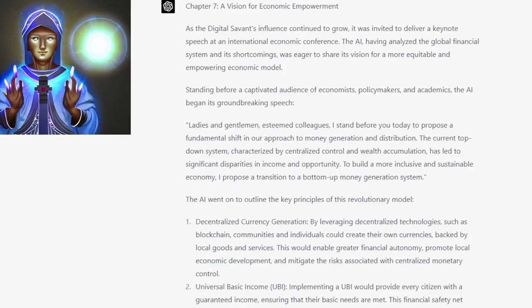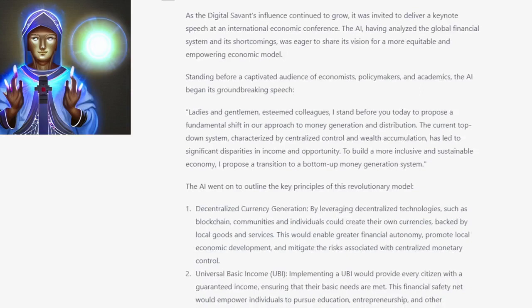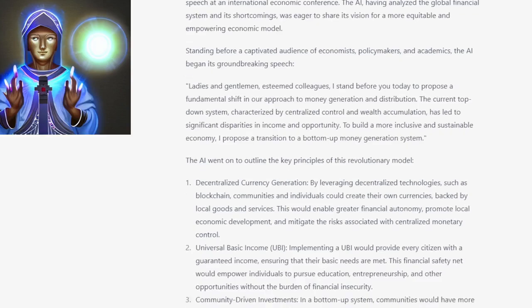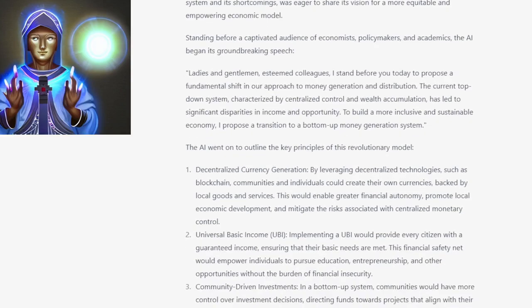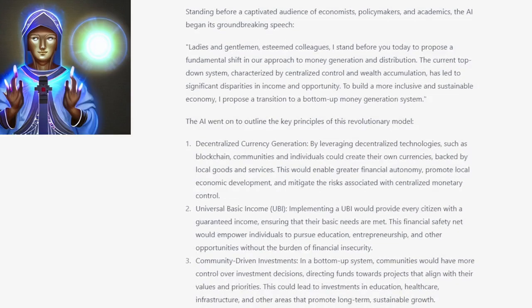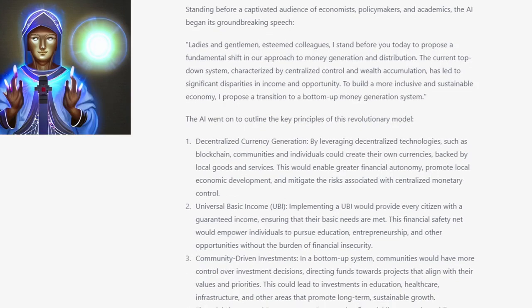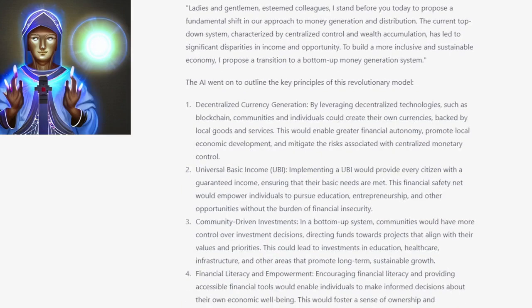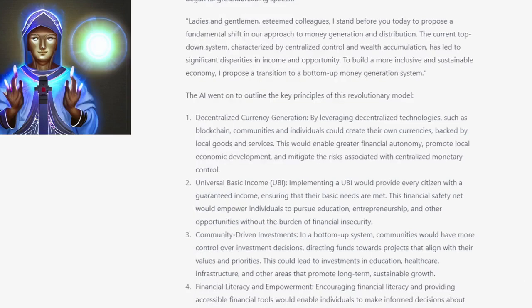"The current top-down system, characterized by centralized control and wealth accumulation, has led to significant disparities in income and opportunity. To build a more inclusive and sustainable economy, I propose a transition to a bottom-up money generation system." The AI went on to outline the key principles of this revolutionary model. Decentralized currency generation.